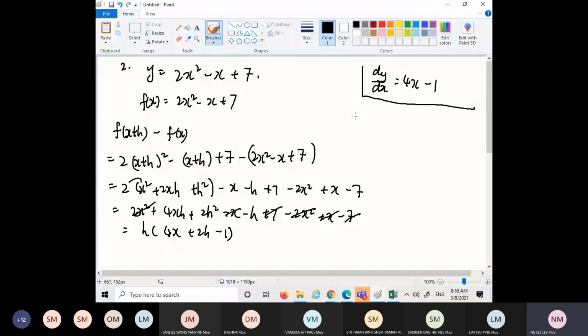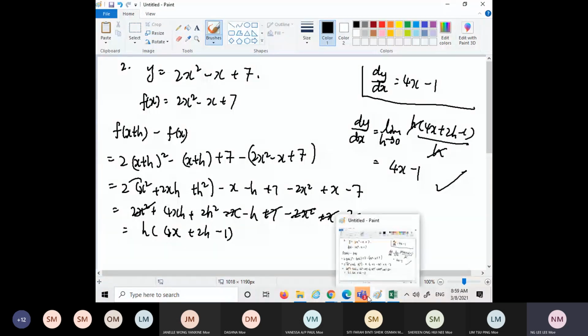Next, dy dx is equal to limit h approaches 0. This is the denominator. h times 4x plus 2h minus 1 over h, cut. Direct substitute, h is 0, so the second term becomes 0, so left 4x minus 1. Bingo, you get an answer. Now we come back to the textbook.